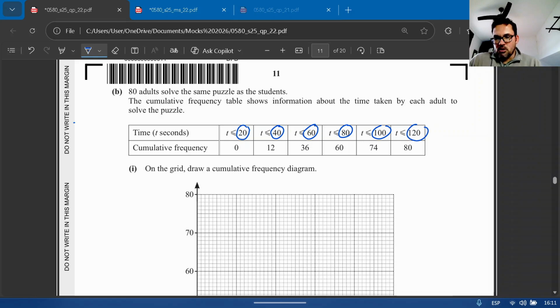So nobody did it in less than 20 seconds. 12 people did it in less than 40 seconds. 36 people did it in less than 60 seconds. That means 24 people did it between 40 and 60 seconds. Does it make sense? So 60 people less than 80. So that's 24 people between 60 and 80 seconds. So they just added up the frequency as you go along. That's why it has to add up to 80, because there's 80 people. All of them did it in less than 120 seconds. Anyway, let's just plot the points.